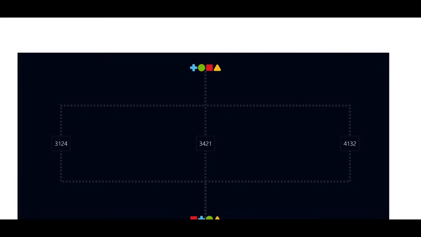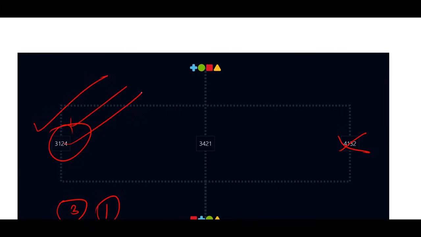So if you can see here, first we have square, and square is number 3. So the answer should start with 3. So this option cannot be true. Then we can see here it is a plus, and plus is at the first number. So it should be 3 then 1. So this should be our answer: 3, 1, 2, 4. This is our answer. So this is the basic challenge.